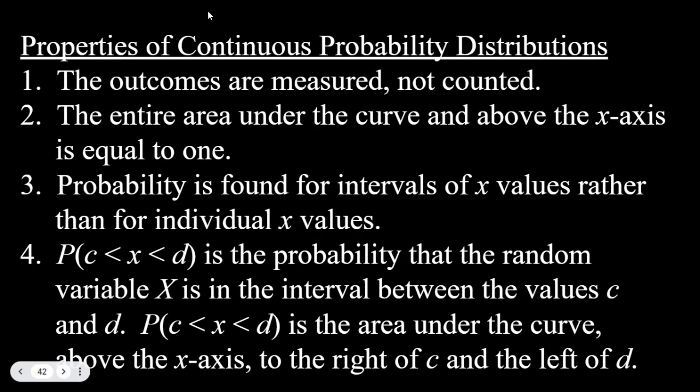Properties of the continuous probability distribution. The outcomes are measured and not counted. So again, it's that idea of measurement compared to counting. Counting would be discrete, measurement is continuous. The entire area under the curve and above the x-axis is equal to 1.